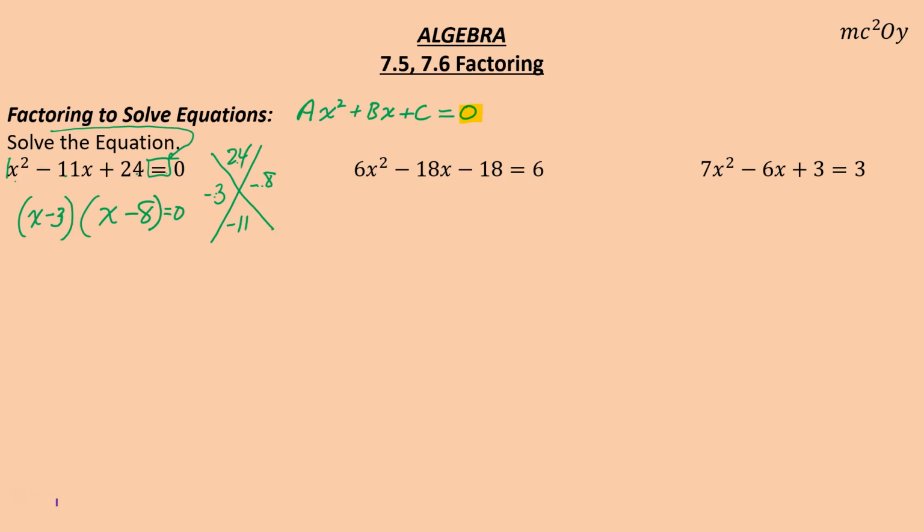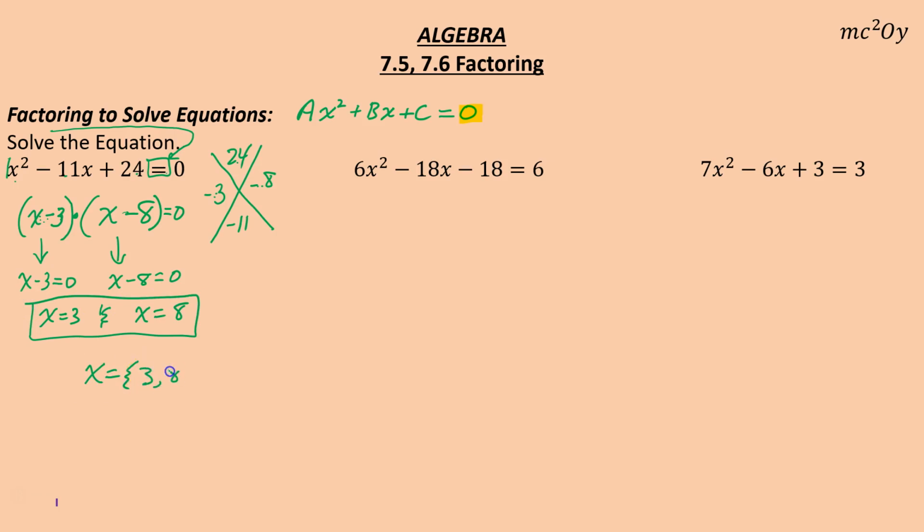Okay, now I've got to solve though. I've got to go one step further. So if the quantity x minus 3 times the quantity x minus 8 equals 0, one of these two sets has to be 0. So that means either x minus 3 equals 0 or x minus 8 equals 0. X minus 3 equals 0, x would have to be 3. And when x minus 8 equals 0, x has to be 8. So my solutions are x equals 3 and x equals 8. Or x equals the set 3 and 8. There we got it. So either one of those answers. It depends if your teacher wants it in set notation.